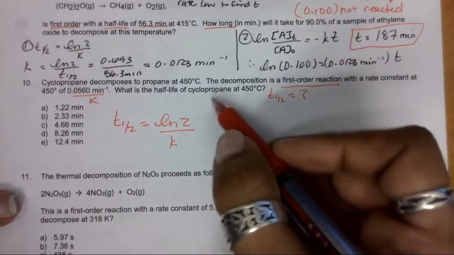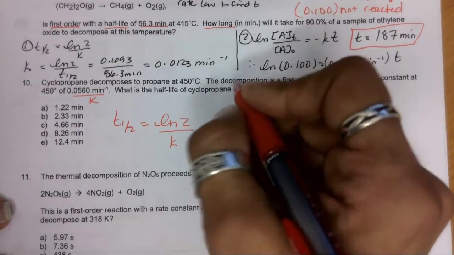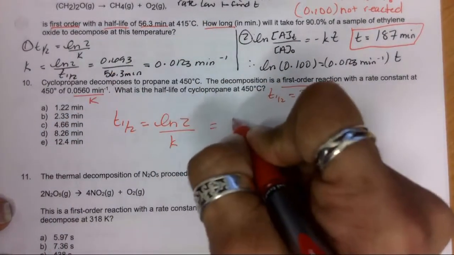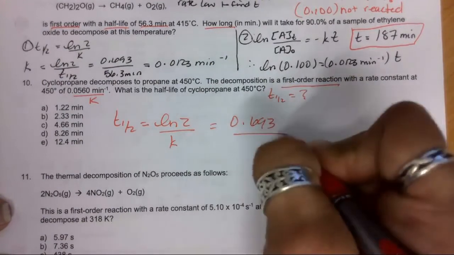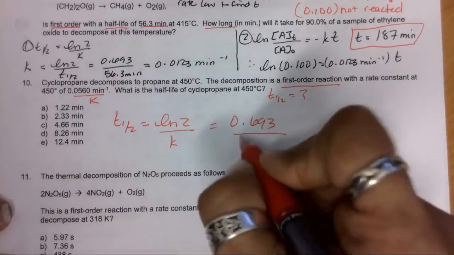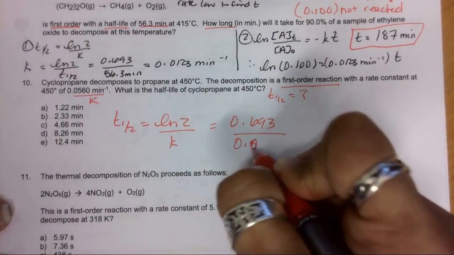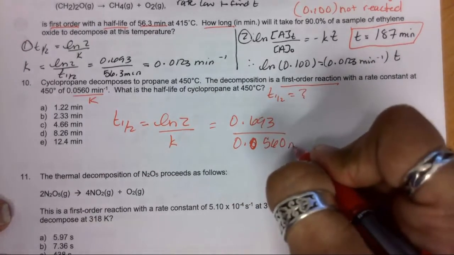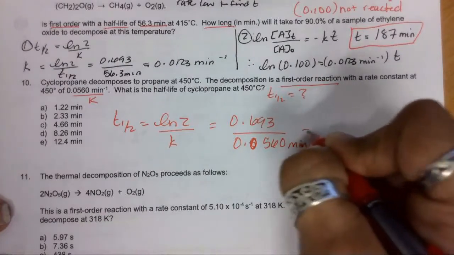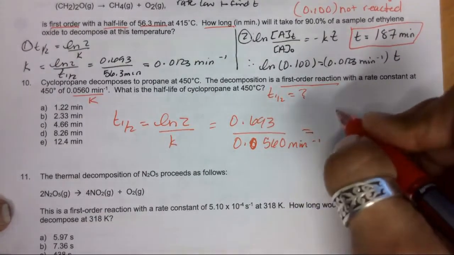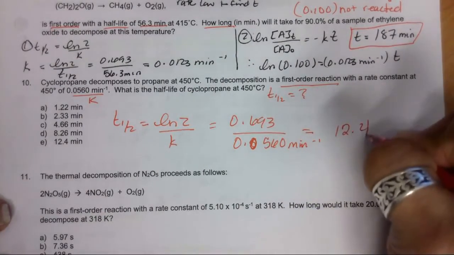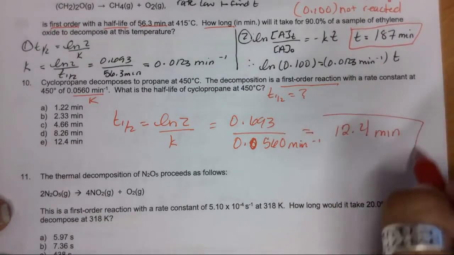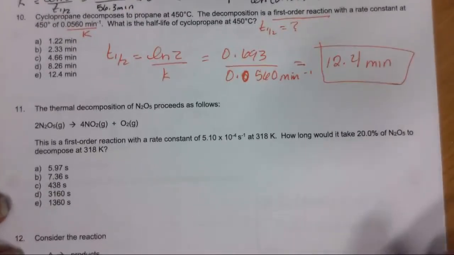Okay, all right, so this is equal to 0.693 divided by what was k, 0.560 inverse minutes, which is equal to 12.4 minutes. Okay, so that's the half-life. You can't get any easier than that.